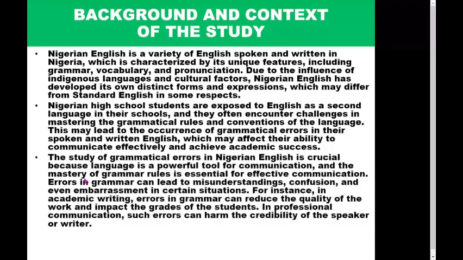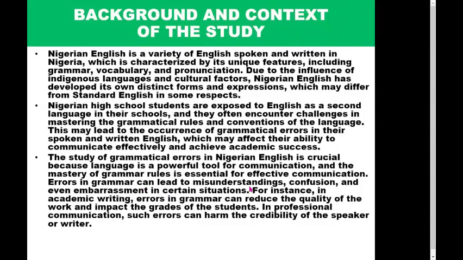Now let's continue. The study of grammatical errors in Nigerian English is crucial because language is a powerful tool for communication, and the mastery of grammar rules is essential for effective communication. You are now justifying this study. Why is it necessary? Let's continue.